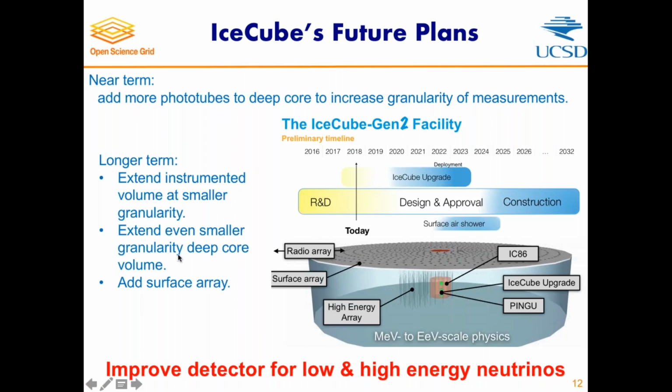Throughout this time, they will need better and better simulations in order to improve reconstruction and improve pointing back. And so they're improving the detector both for low and high energy neutrinos. You can see the existing detector is that pinkish thing here. The green detector is one of the upgrades. There's a high energy array that is more sparse. And then there's a surface array that gets added between now and 2032. That's at least the plan.